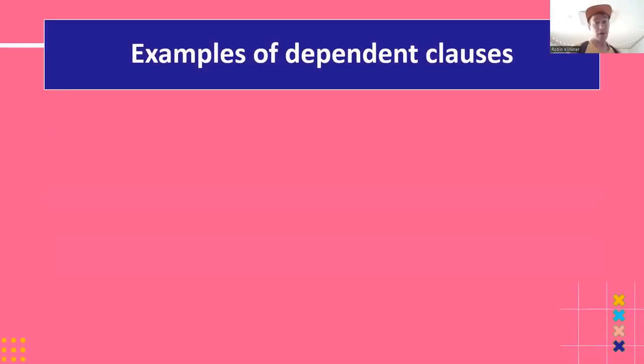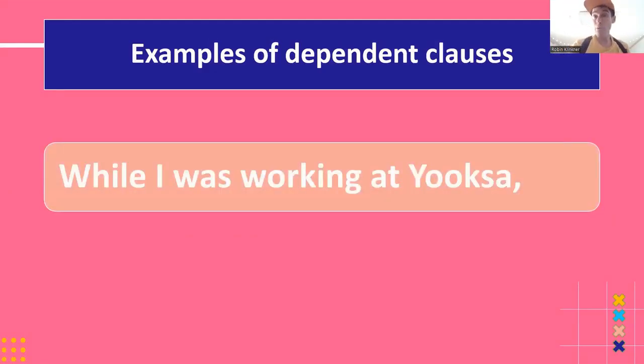How about dependent clauses? These are incomplete thoughts. While I was working at Yuxa, so it has a subject, I, and it has a verb, was, but it's not a complete thought. If I told you, hey, while I was working at Yuxa, you would ask me, what? Complete your thought. I don't know what happened while you were working at Yuxa. So while I was working at Yuxa is a dependent clause. It is not a complete thought.